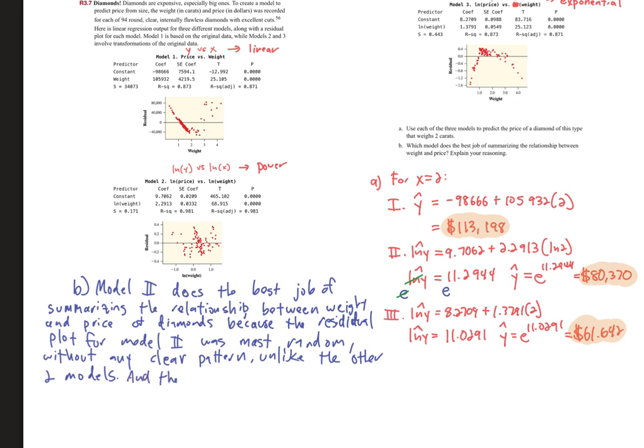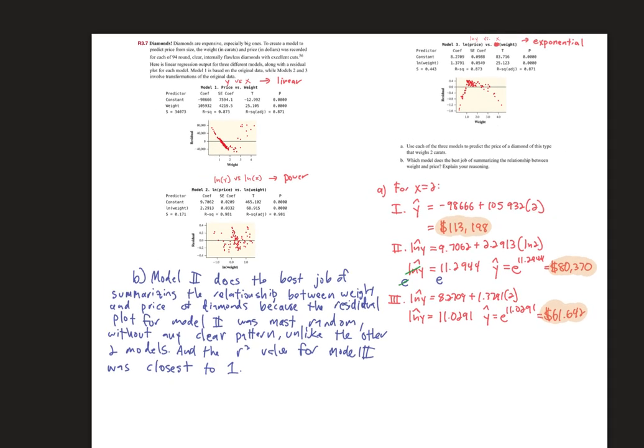And the R squared value for model 2 was closest to 1. Okay, so something like that. Okay, so that is everything.